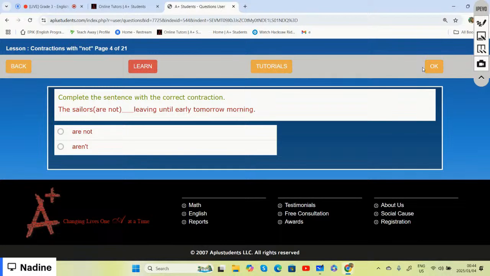The next one says the sailors are not leaving until early tomorrow morning. Are not. Is it option one, are not, or option two, aren't? We need to choose the correct option. If we were to choose the correct option, then yes, option two is correct. Aren't.